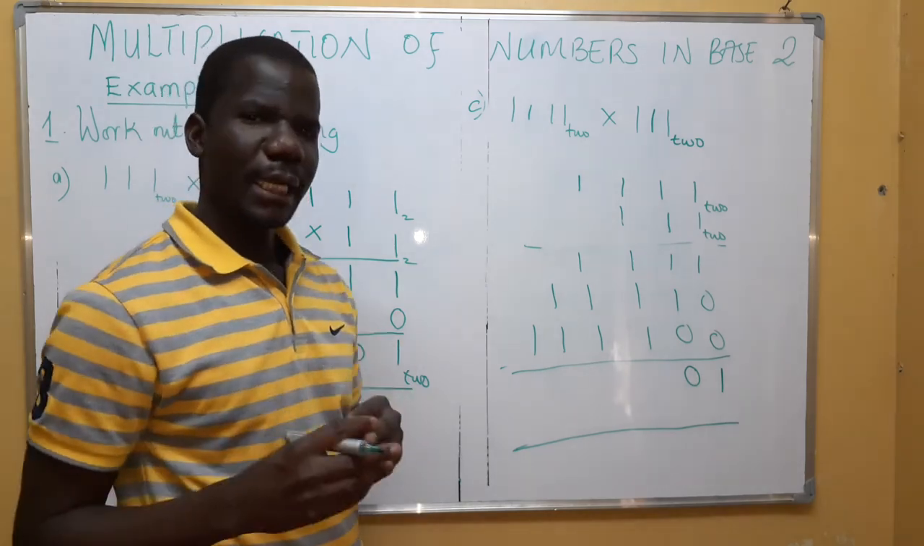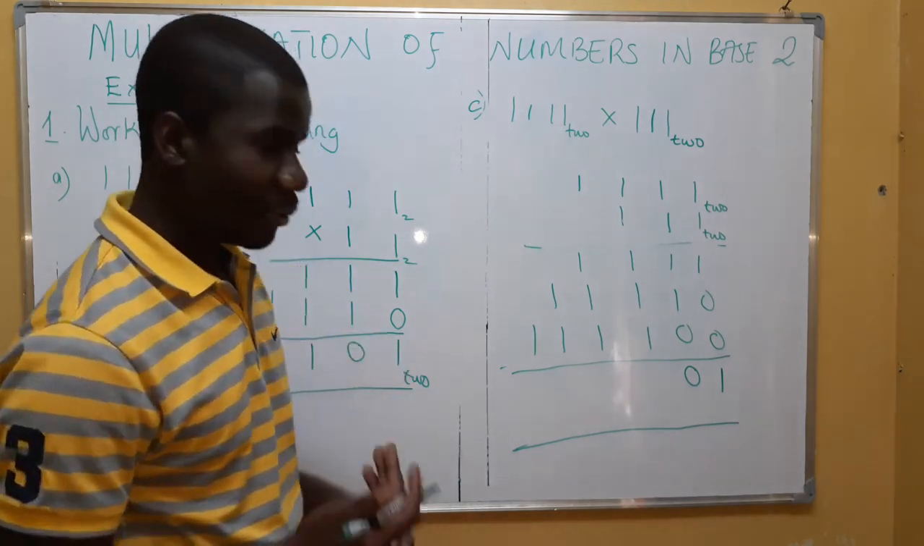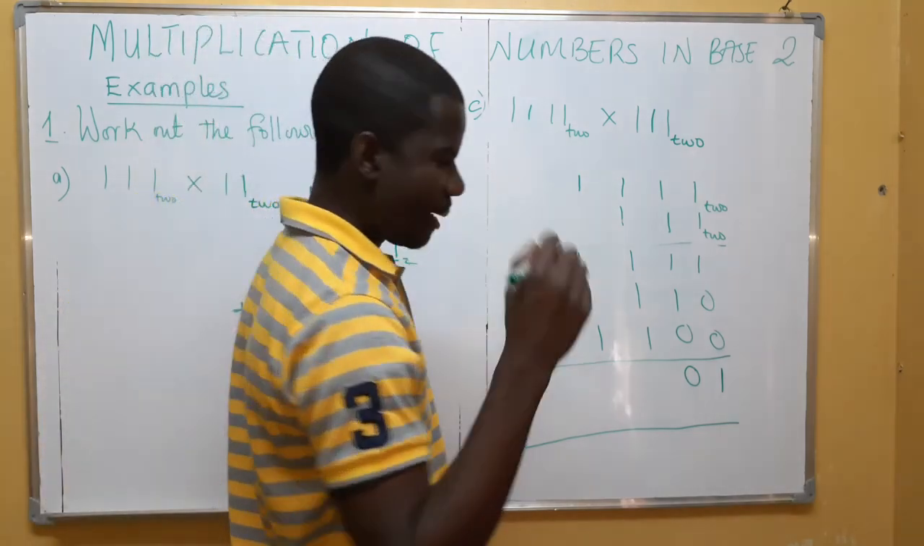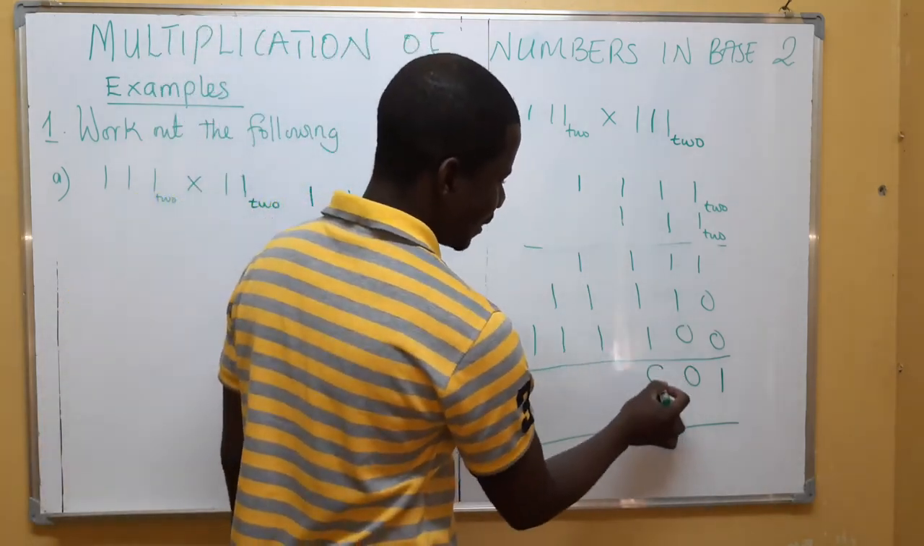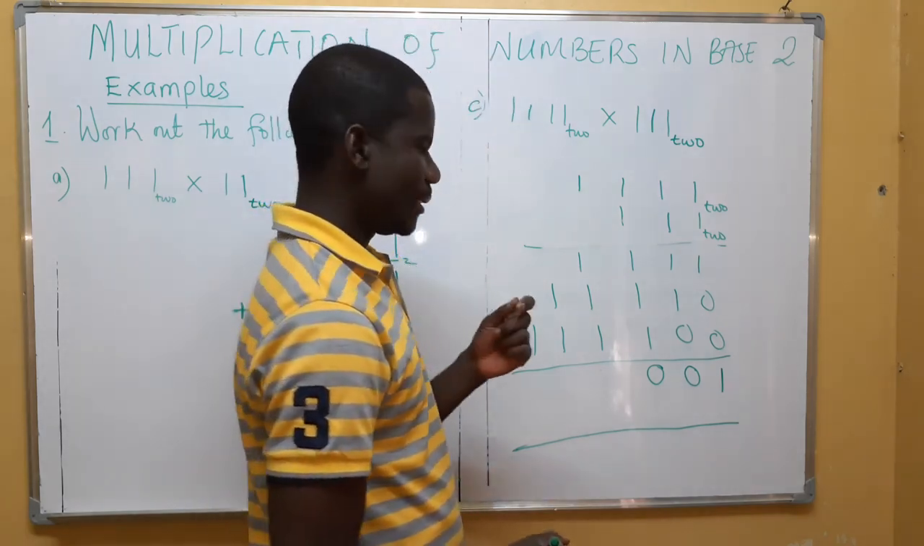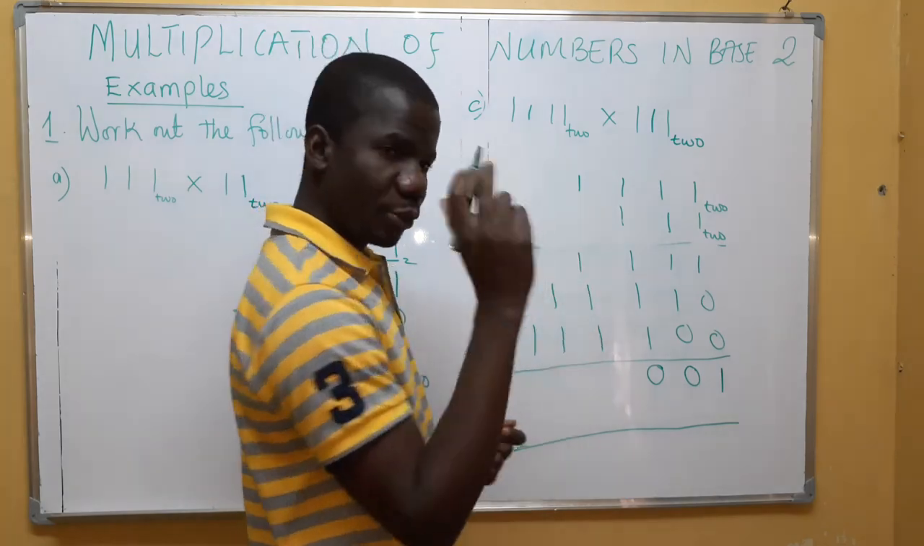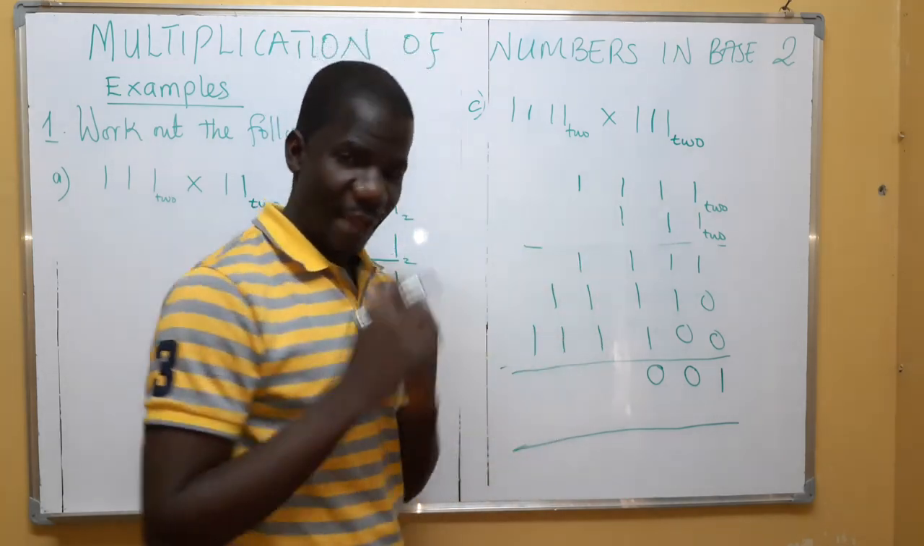So that 4 again, we divide it by what? By 2. What do we get? We get 2 remainder 0. So we're going to write the remainder 0 here. Remember that we have a 2 here. This is 3 plus the 2. We're going to get what? 5.